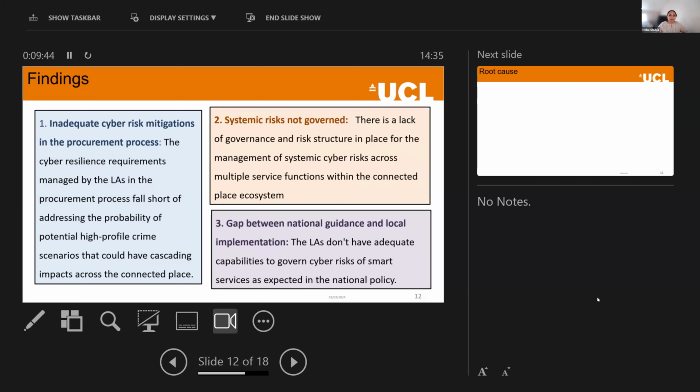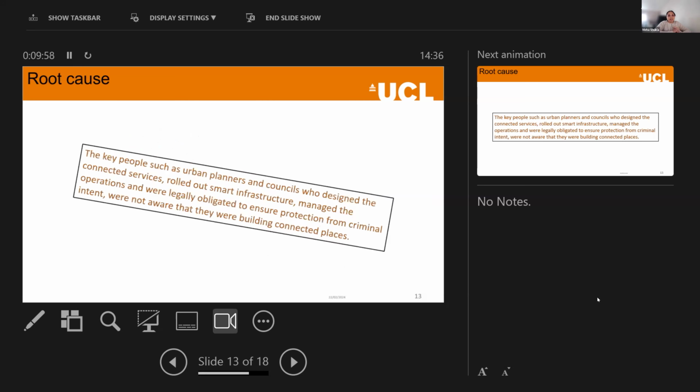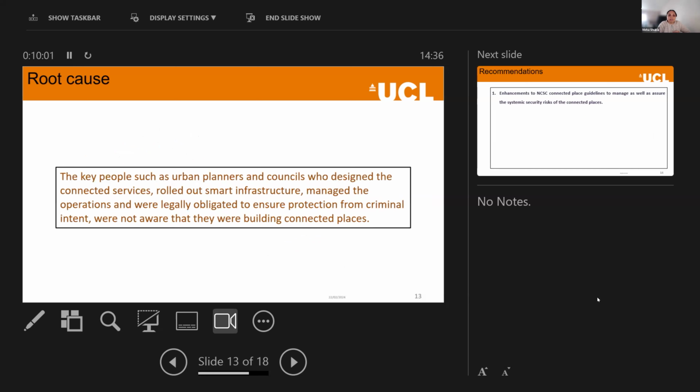So the national policy and guidance said that the local authorities were accountable, liable, and responsible, whereas the local authorities were not really aware that they needed to do all this, neither were they set up for success. Well, there was a clear single root cause. All the people involved in the city designs, the city authorities, the utility operators, the transport operators, and the smart service operators, none of these people were really aware that they were building a connected place. So they were very much focused on their siloed obligations.